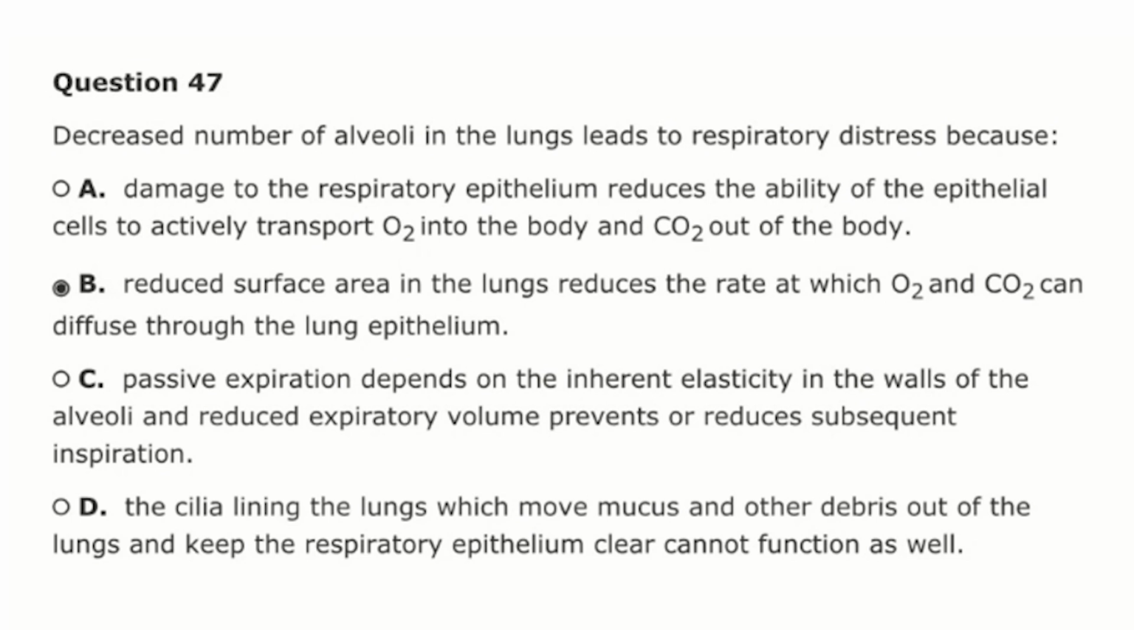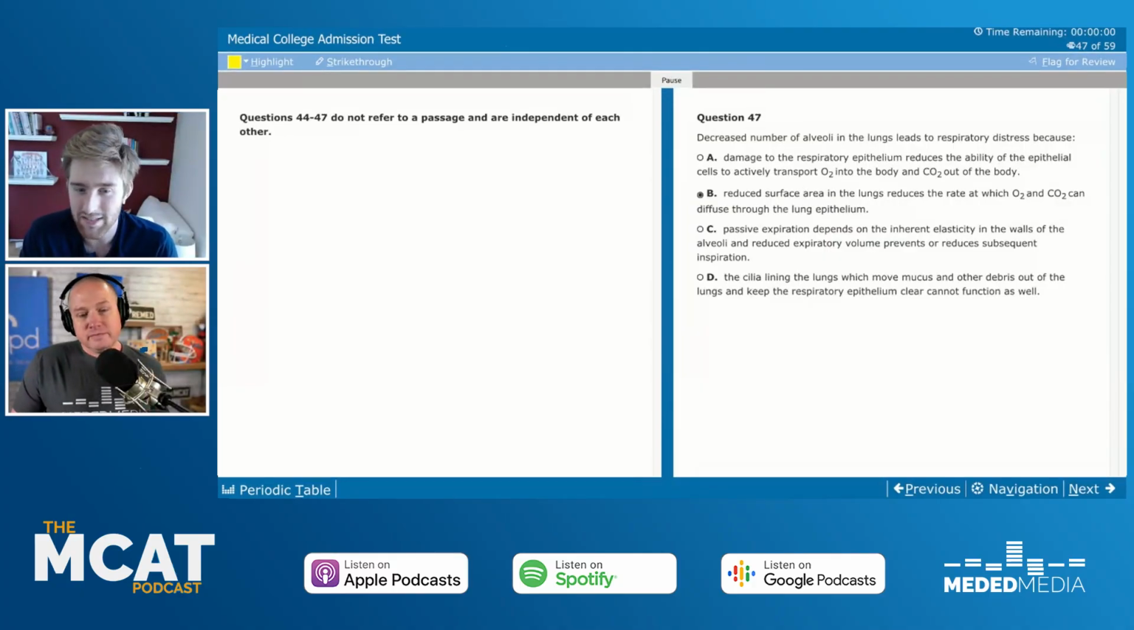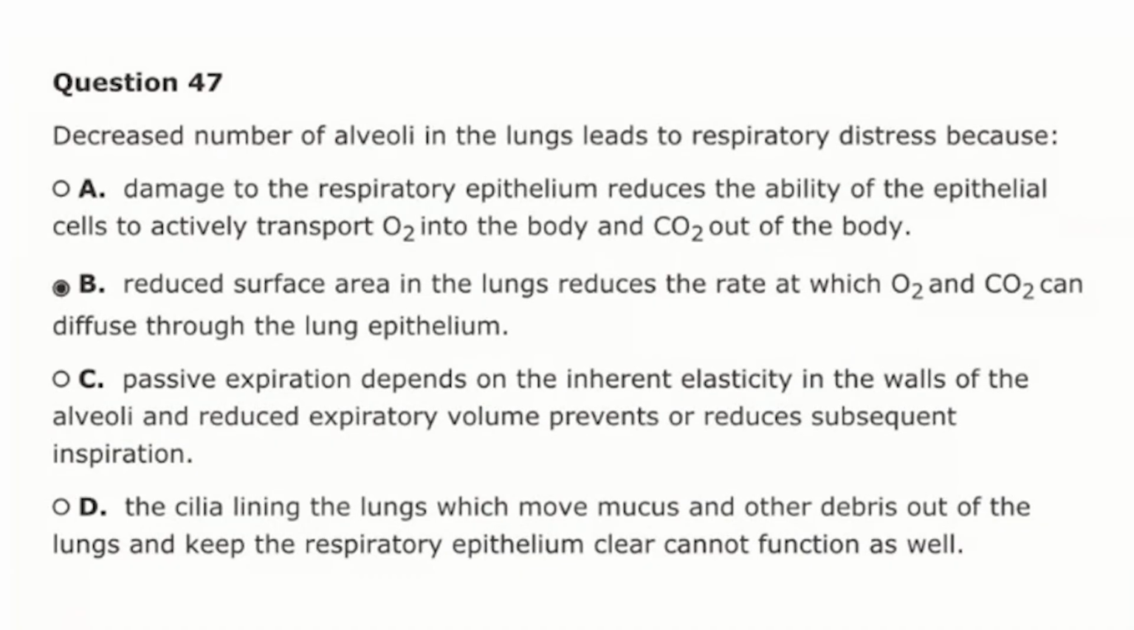I agree. I totally agree. I would eliminate A and D immediately for the reasons that you said, which is like, wait a minute, we're not talking about damage, we're just talking about decreased numbers. And same thing with D, we're not talking about cilia, we're talking about alveoli. So I would eliminate those immediately as being out of scope. D happens to be a true statement in the sense that if the cilia are damaged, then they can't move debris out of the lungs. But again, that's not what the question stem's concerned with. A is also wrong because epithelial cells don't actively transport O2 into the body and CO2 out of the body. Yep. The process is entirely passive.